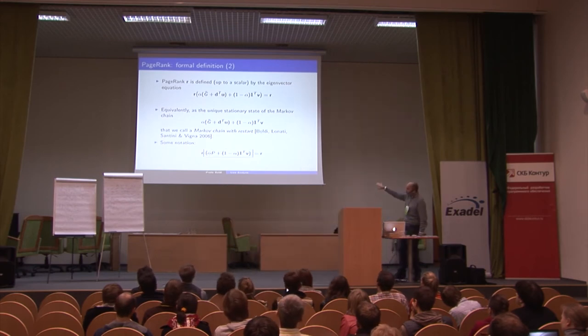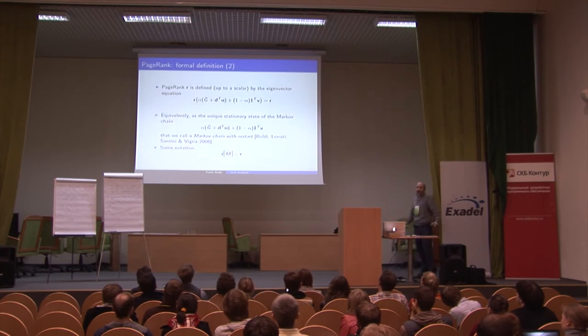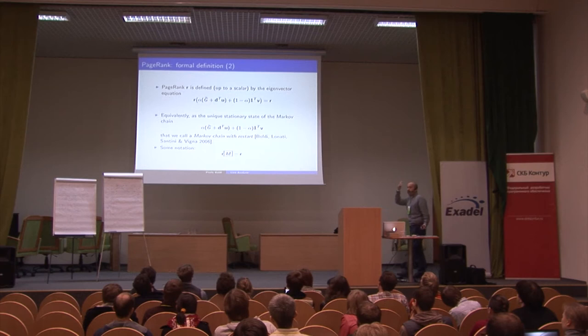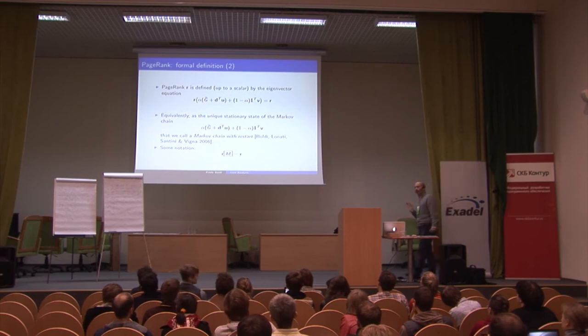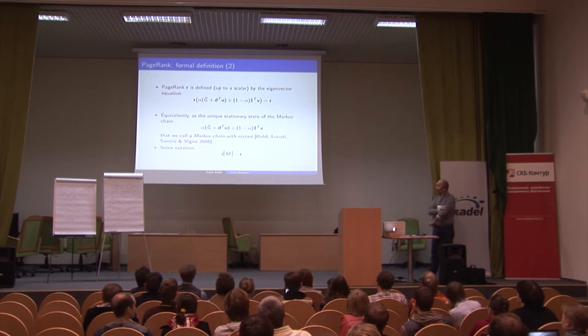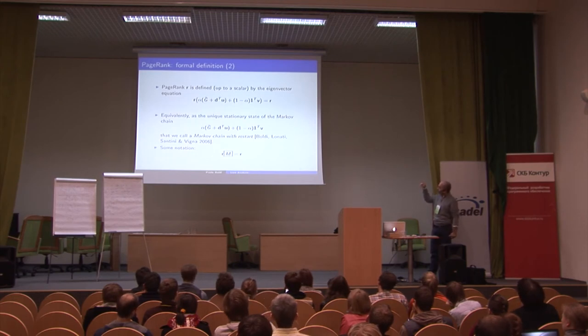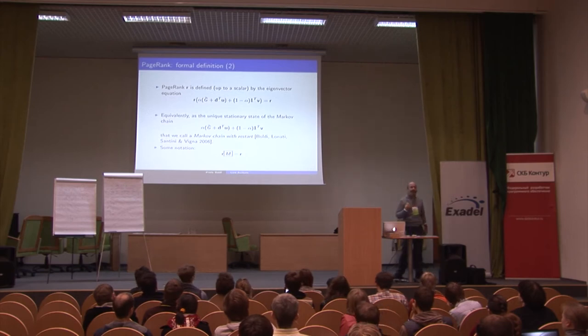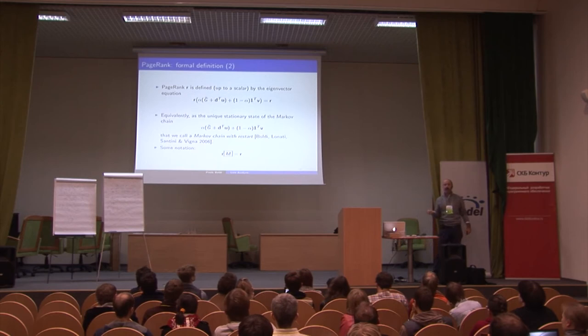So I call all this part here M. And what I am looking for is a vector R such that RM is equal to R. That's it. First of all, I should wonder whether there exists one and whether there exists exactly one. Now, if you know something about the theory of stochastic networks, of Markov chains, you can see that there is exactly one solution if and only if M is an ergodic matrix. And actually, it is easy to see that if alpha is smaller than one, M is an ergodic matrix. So there is exactly one norm one solution to that equation, but only if alpha is smaller than one.